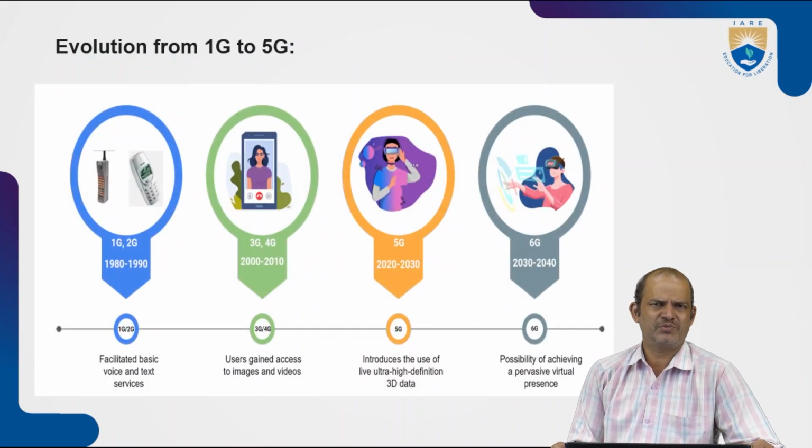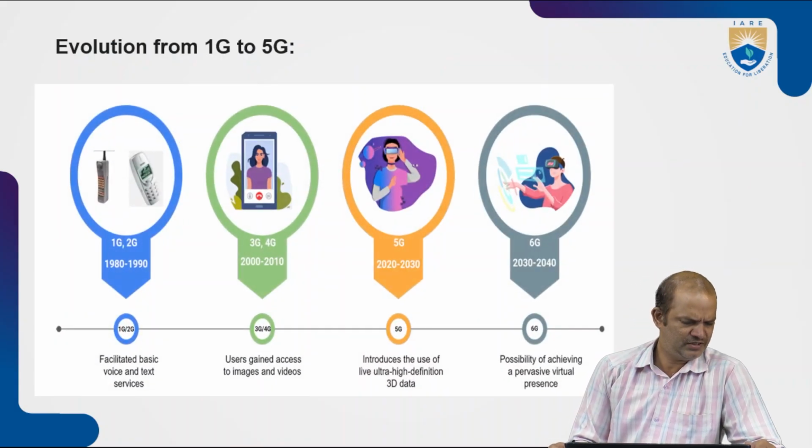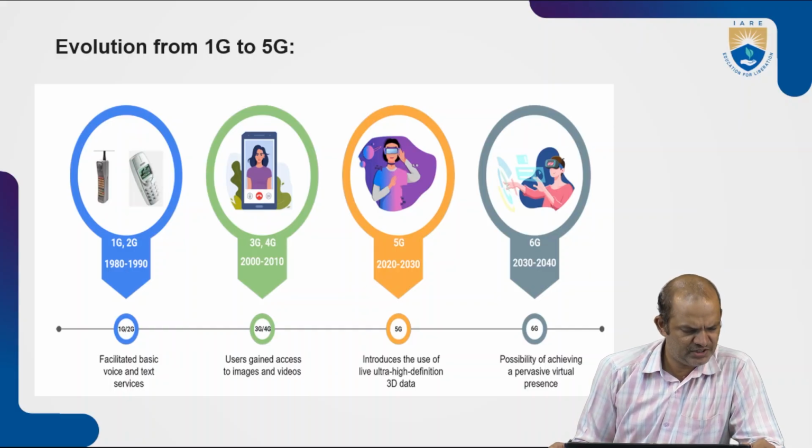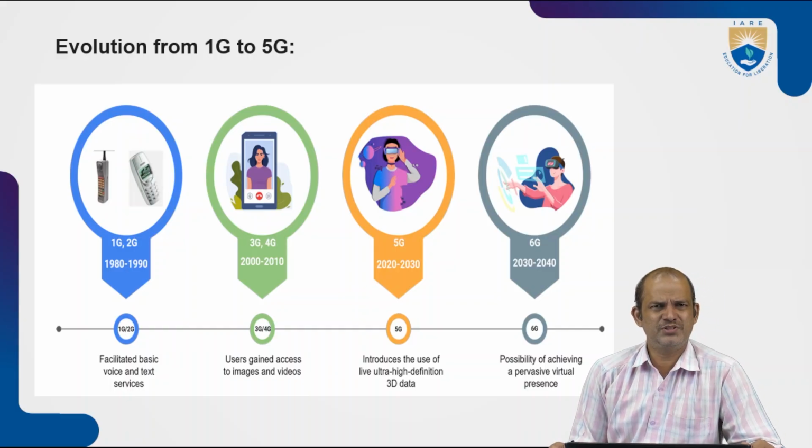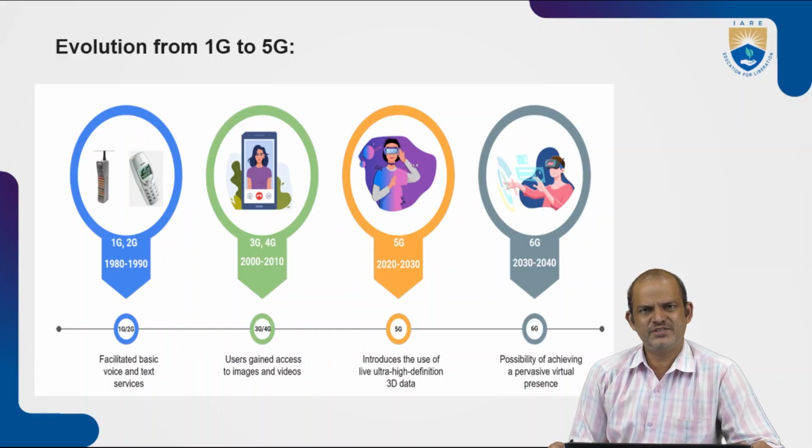In 1G, at the time of starting, they invented in 1930, afterwards 1G, 2G, 3G. 1G was invented in 1980 to 90, 3G and 4G 2000 to 2010, 5G is 2020 to 2030, and 6G and so on. In 1G, it is facilitated with only basic voice and text messages. Next generation is users can add images, videos. In 5G, it is introduced ultra high definition and thermal. From generation to generation, the technology is improving.